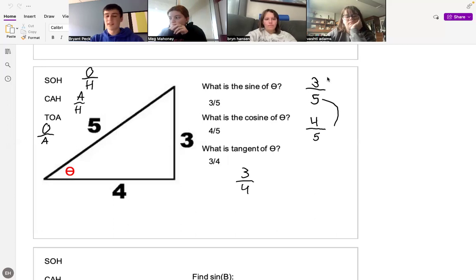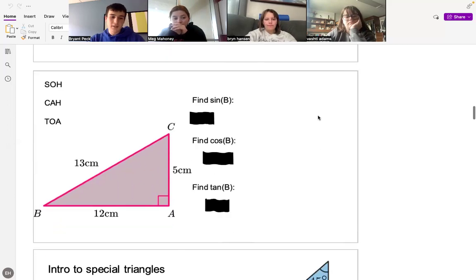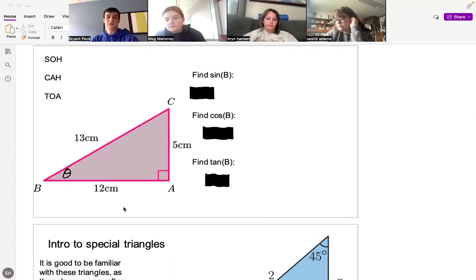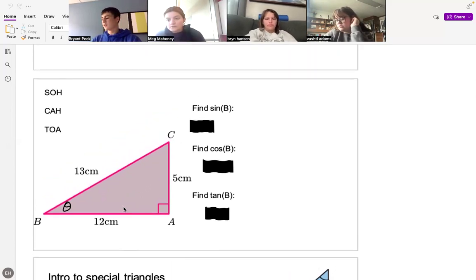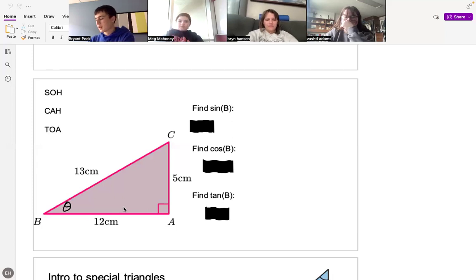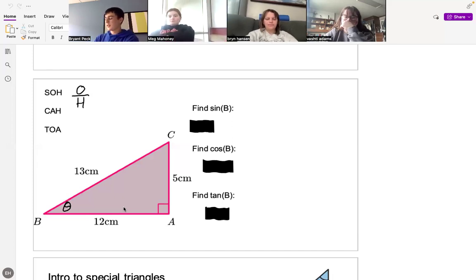So let's try another example. This time we are looking at the angle B. We're going to call this theta right here. And if we're going to try to find the sine of this angle, where should we start? Find the opposite. Opposite, right? Opposite over hypotenuse for sine.